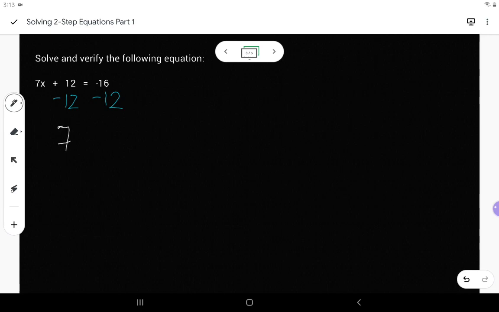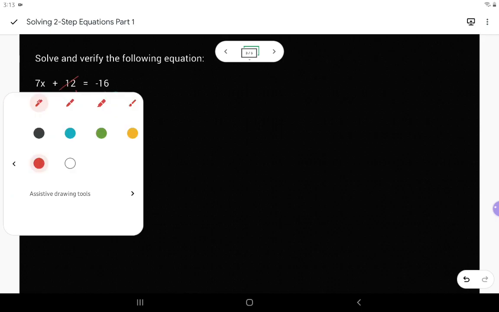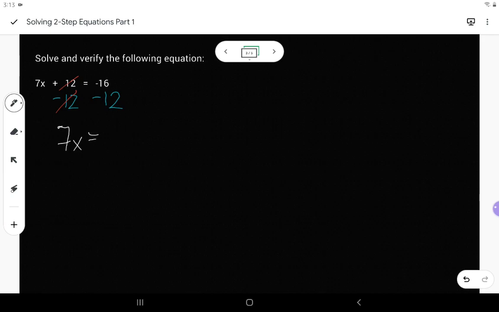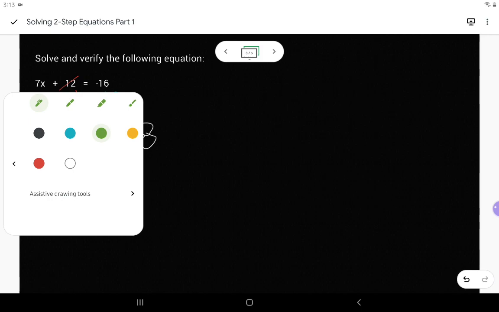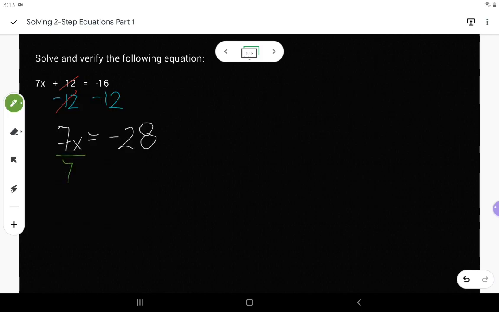So now I have 7x left over, because positive 12 and negative 12, they cancel one another and make a 0 pair. So 7x is equal to, on the other side, negative 16 minus 12. So negative 16, and then I take away 12 more, gives me negative 28. Now I have 7 times x is equal to negative 28. The opposite of multiplying x by 7 is dividing x by 7.